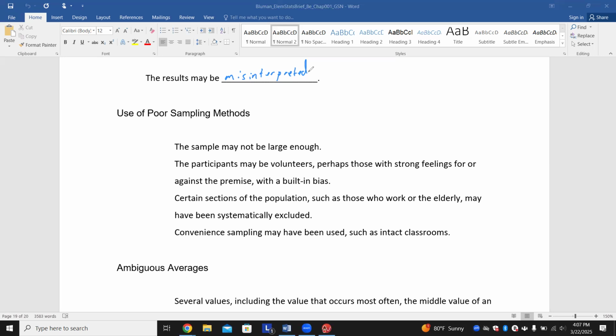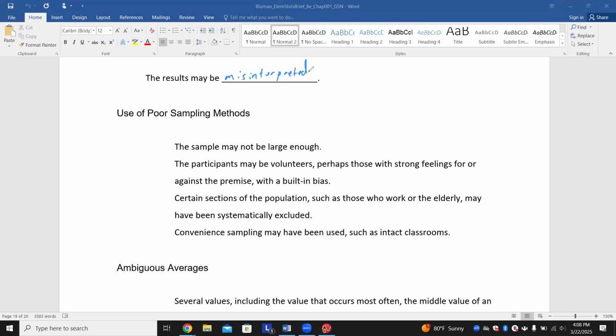The participants may be volunteers, perhaps with strong feelings for or against the premise, with an already built-in bias. If I want to know the opinion of your president and I say this is a random phone call, do you have time to tell me about your opinion? If I really don't care, I'm going to be like, I'm busy, and then just hang up. Versus someone that's like, oh, I hate how he does this, this, and this, or I love how he does this, this, this, right? It's already biased versus someone that didn't have a care in it, just didn't do the survey. But it's really that data we needed too. That would skew the data back to normal.